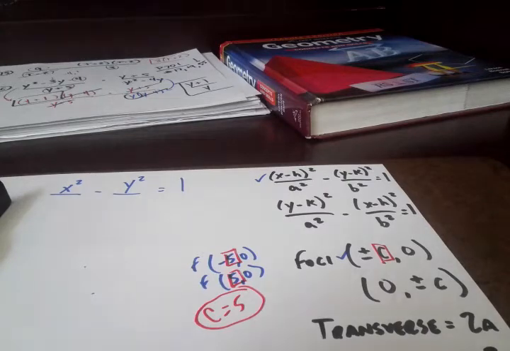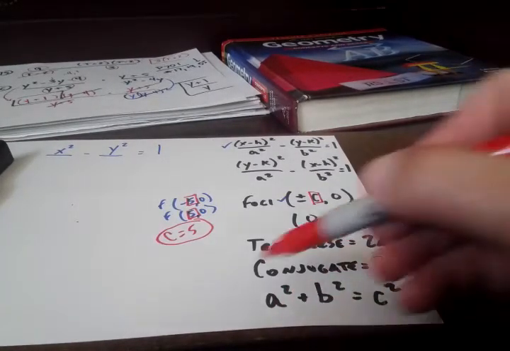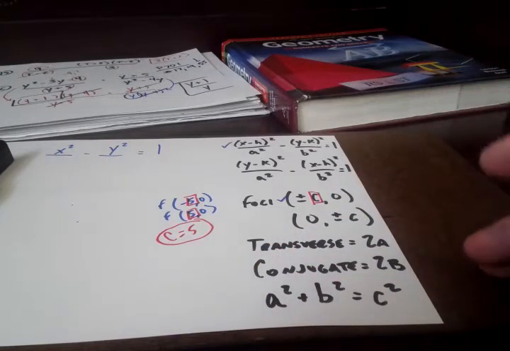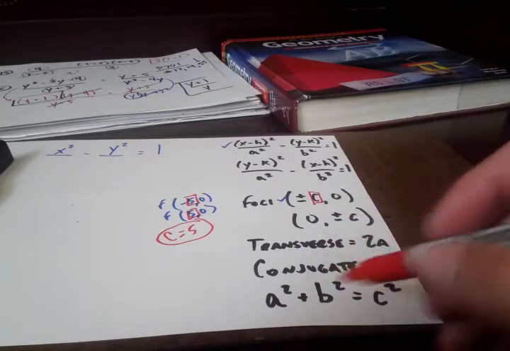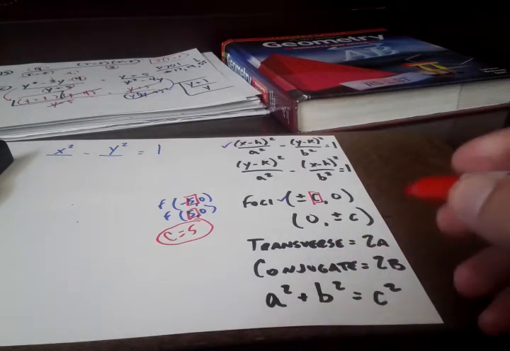We use the foci to find c, and then we have a relationship formula between a, b, and c, and this one should look very familiar. It's this. Yeah, that's the Pythagorean theorem. You got it last chapter. Again with the ellipse, it was very similar, but it was a subtraction. This is the Pythagorean theorem: a squared plus b squared equals c squared.